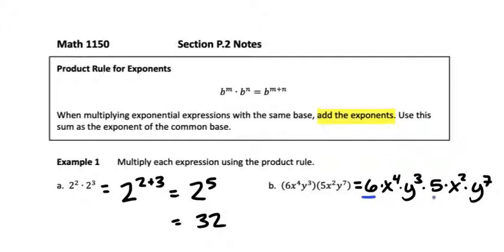So we have 6 times 5, we can simplify that, that's equal to 30. We have x to the fourth times x squared. So we would add the exponents there to get x to the sixth, and we have y to the third times y to the seventh. Again, adding the exponents gives us y to the 10th. So that's equal to 30, x to the sixth, y to the 10th.